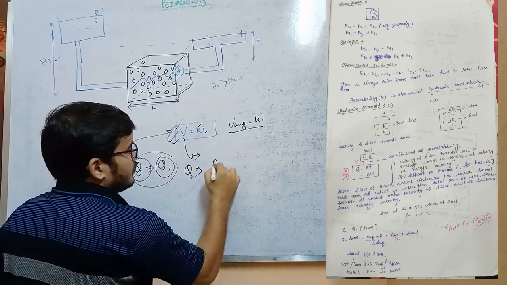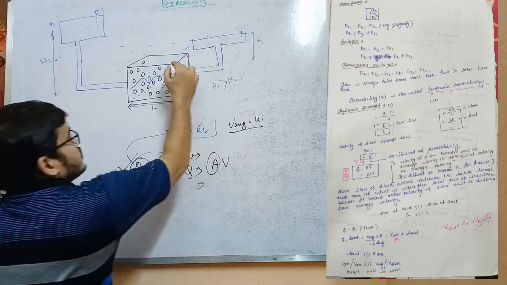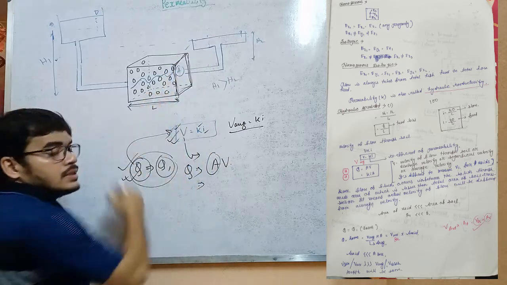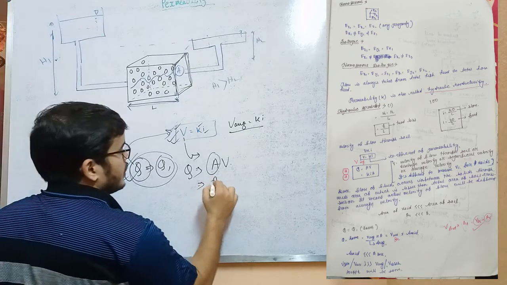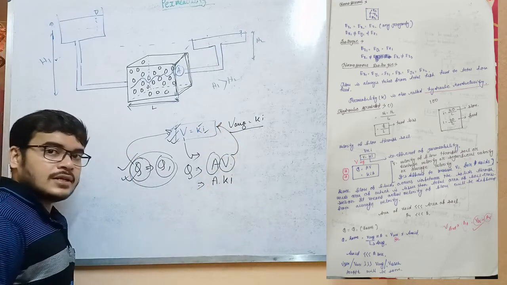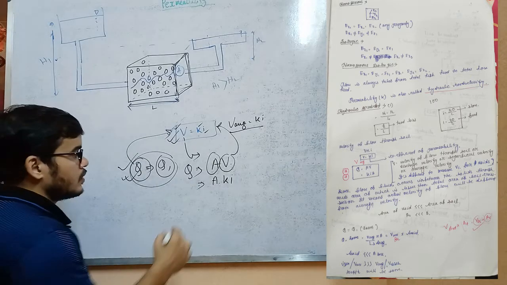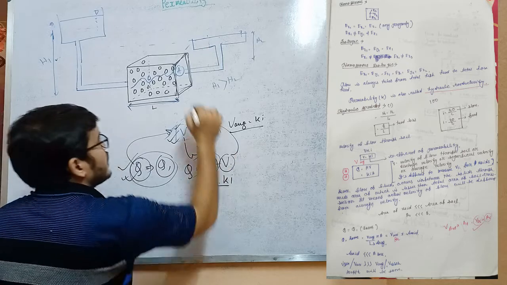So what is the value of Q? Q equals AV, and A means the cross sectional area of this soil. So Q equals A into K into I, where K is the coefficient of permeability and I is the hydraulic gradient. Now look into this A.